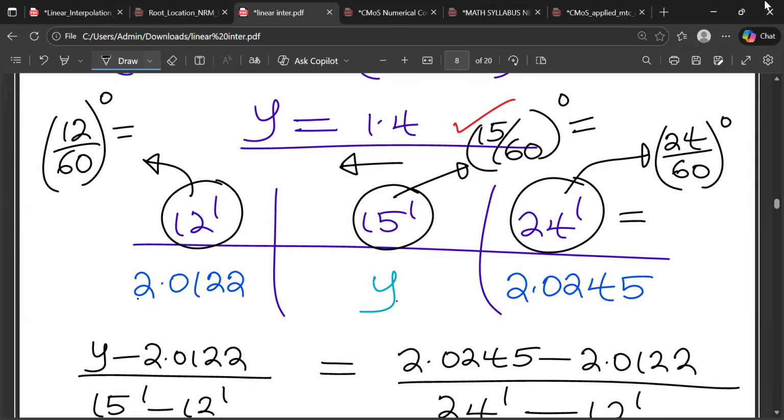So we have 12 divided by 60, which gives us 0.2. So this one is 0.2 degrees. Are you following? Then we come to 15 divided by 60, which is 0.25 degrees. Then we are having 24 divided by 60, which is 0.4 degrees. Someone may be like, why are you getting those degrees?